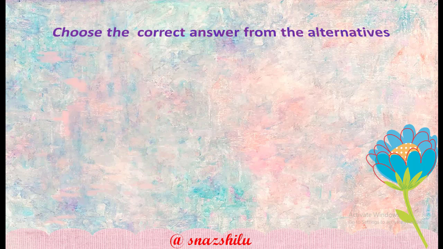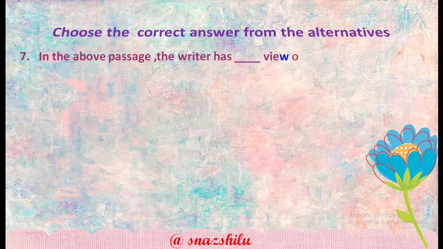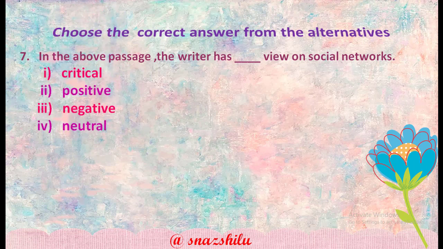And then finally, number 7, the MCQ is, in the above passage, the writer has view on social networks. Here are 4 options for you: critical, positive, negative, neutral. And the possible answer is positive. Okay, the best answer is positive. So with this question, we have finished the MCQs.